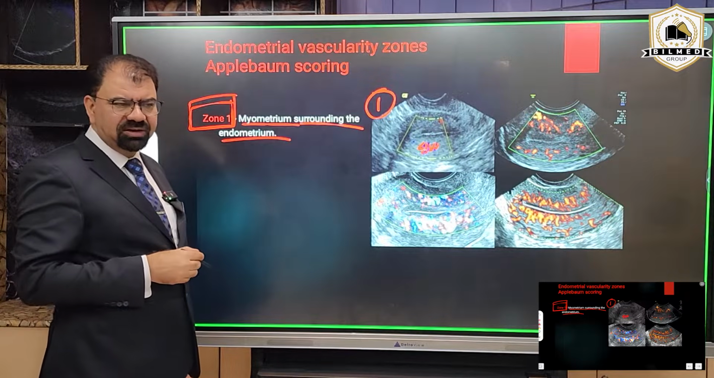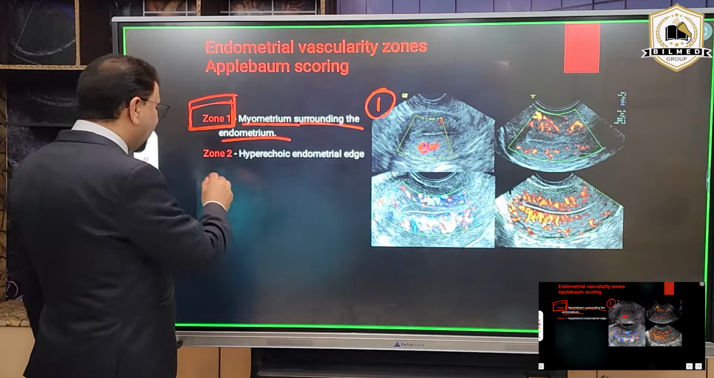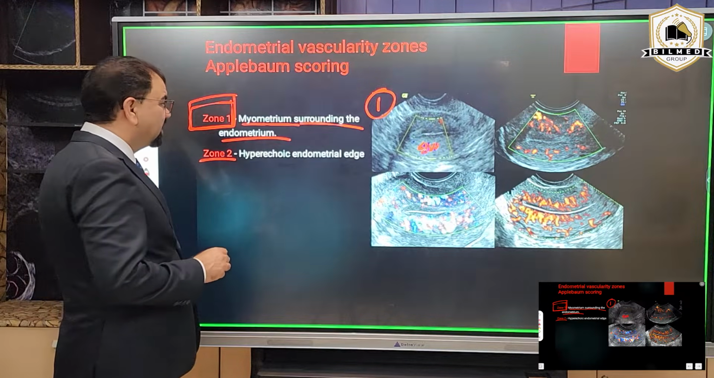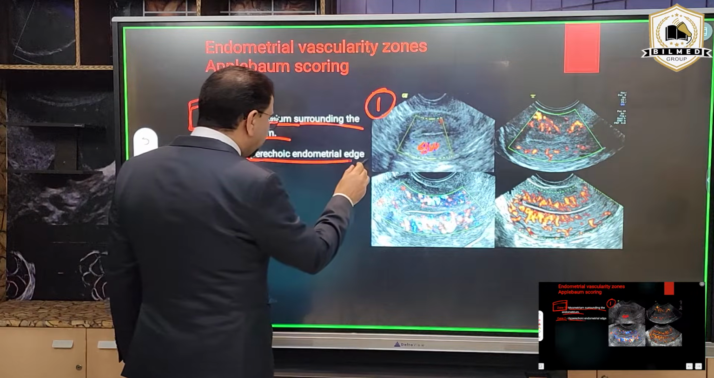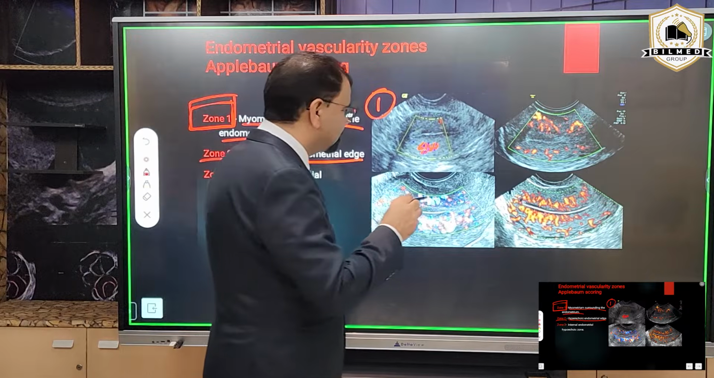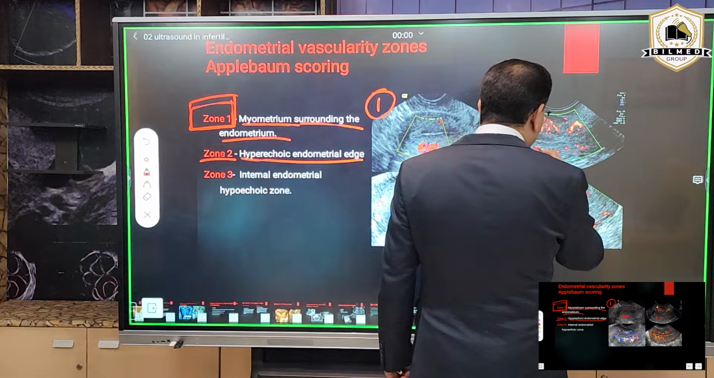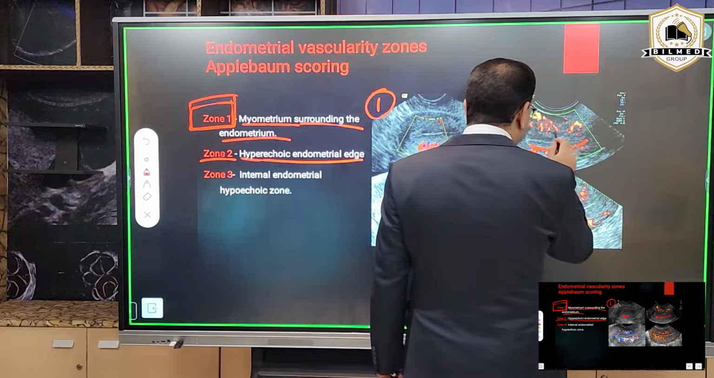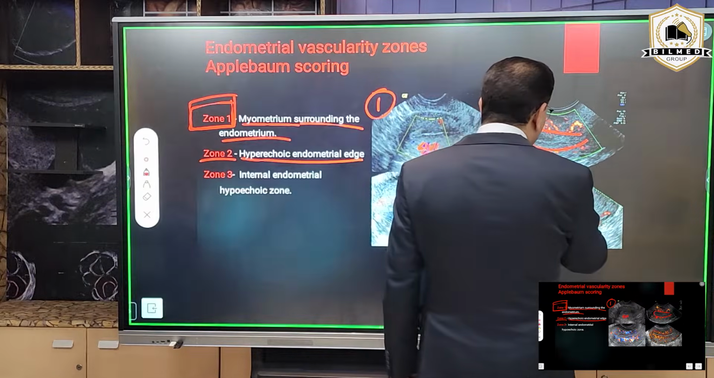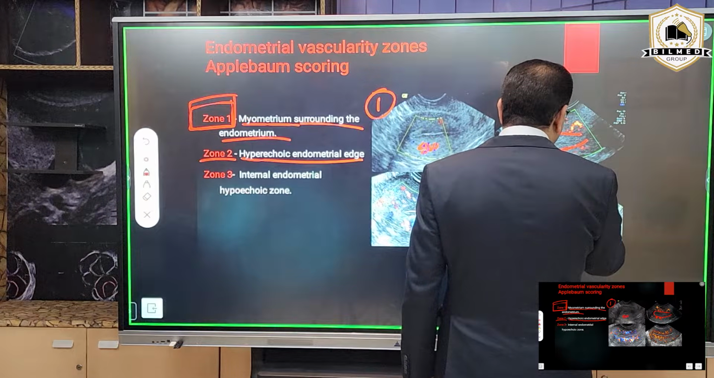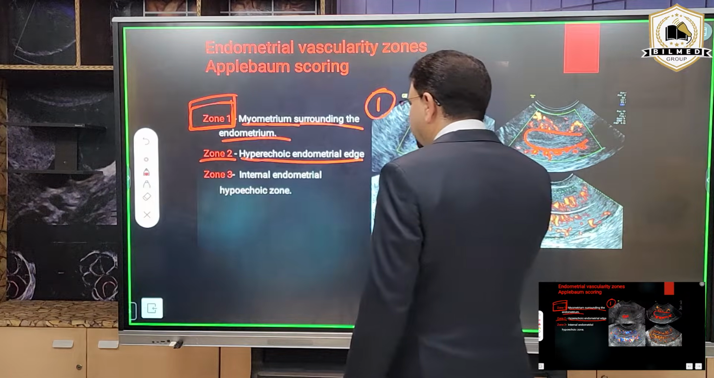First of all, try to understand these zones, then we will see the importance of these zones. In zone 2, these vessels will be in the hyperechoic endometrial edge. They are touching the hyperechoic edge over here, which we previously discussed as the tunica functionalis. So they are touching this tunica basalis, not functionalis. So that is zone 2.